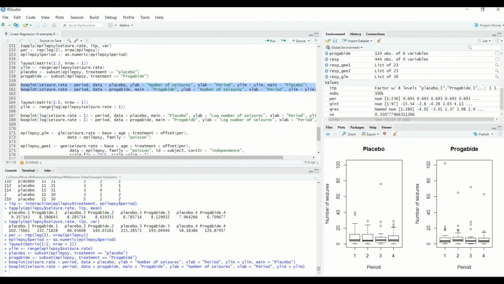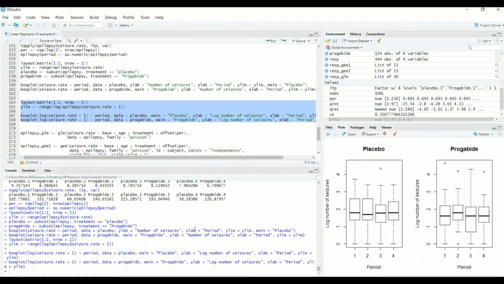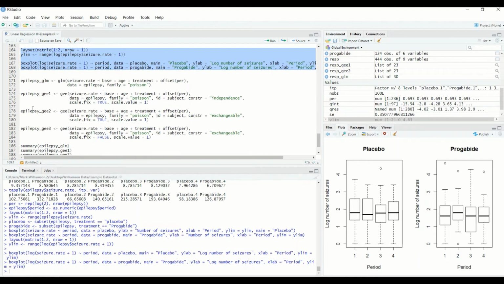But since we're going to be using a Poisson distribution, which has a log link, it might be better to actually look at this as a log transform. So we're going to try some box plots with that. And so now these are log number of seizures, and that makes it a little more orderly. It's still unclear whether or not there's any effect of the drug. I'm not sure if there really is, but we will run through these things.